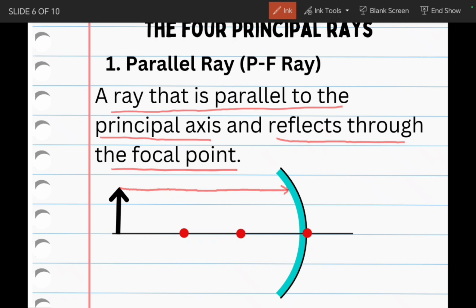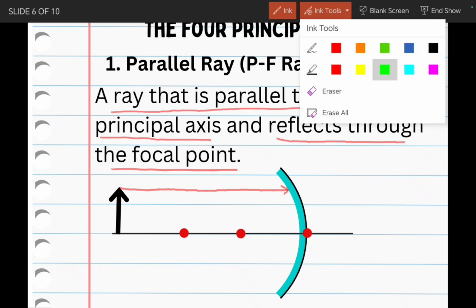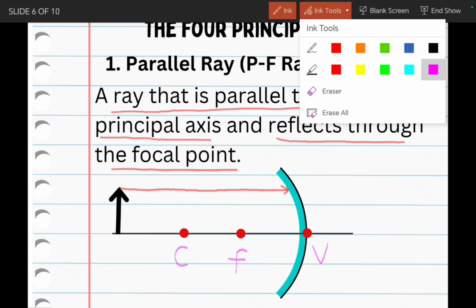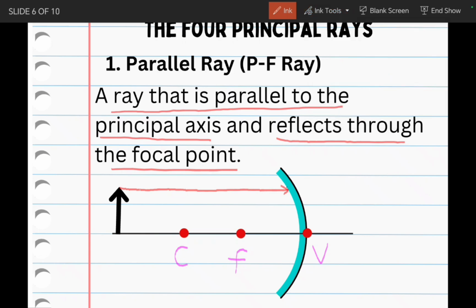I'm sorry, I forgot to label. This is the vertex, this is the center of curvature, and this is the focal point or the focus. For this ray, we have the principal ray. It reflects through the focal point, so it will bounce off directly to the focal point. Draw with me, let's use green. From the mirror, it will bounce off to the focal point. So that is the first principal ray: parallel from the tip of the object towards the mirror, and it will strike and go directly to the focal point.